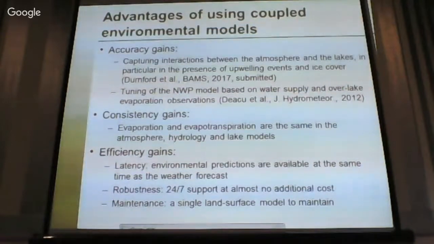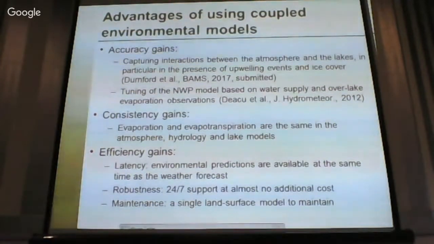So I just have a few slides on the advantages of using coupled environmental models for us. We found accuracy gains by improving the representation of the surface, both the water surface, I didn't talk about this, but also the land surface. And not only do we improve our offline simulations, but we put these back into the atmospheric model, and we get improved forcing. We have consistency gains, so the evaporation and evapotranspiration are the same in the atmosphere, the hydrology, the lake, and the ocean model. So we're using the same flux parameterization in all of our models.